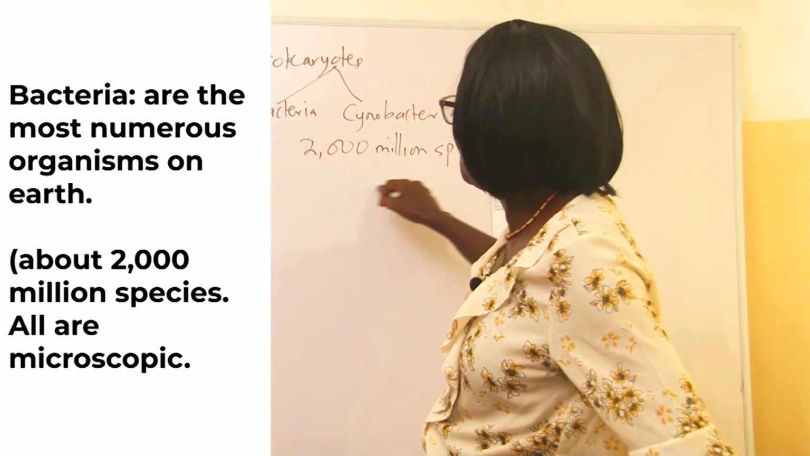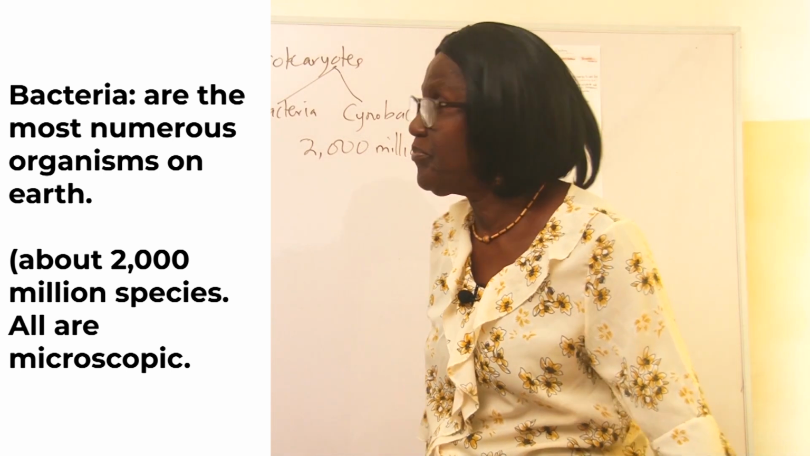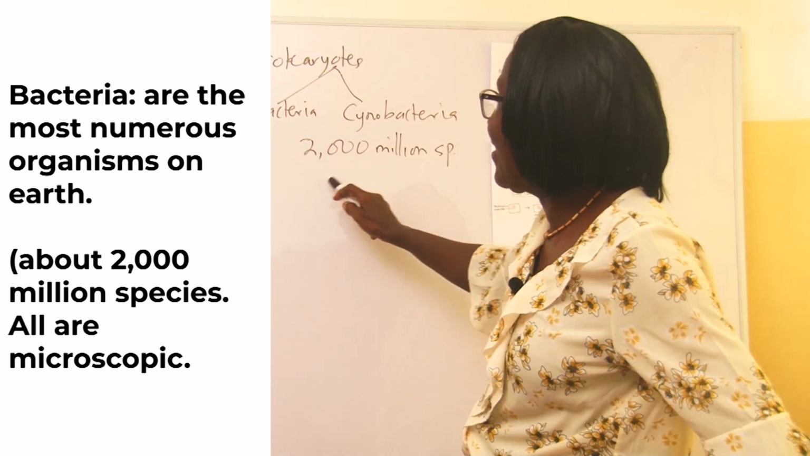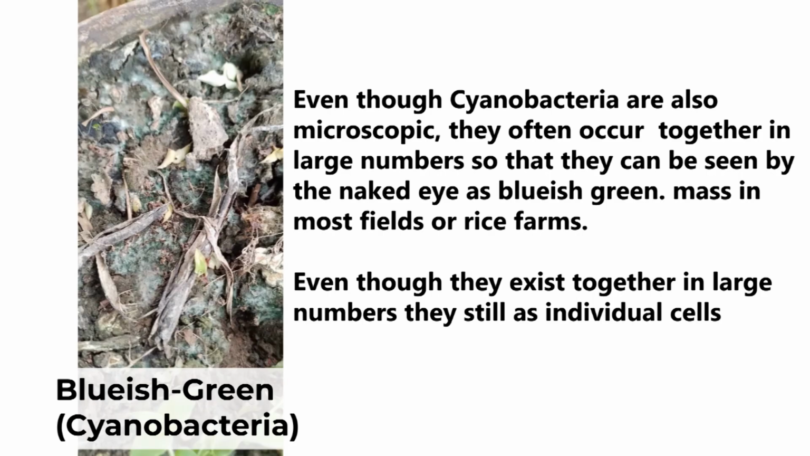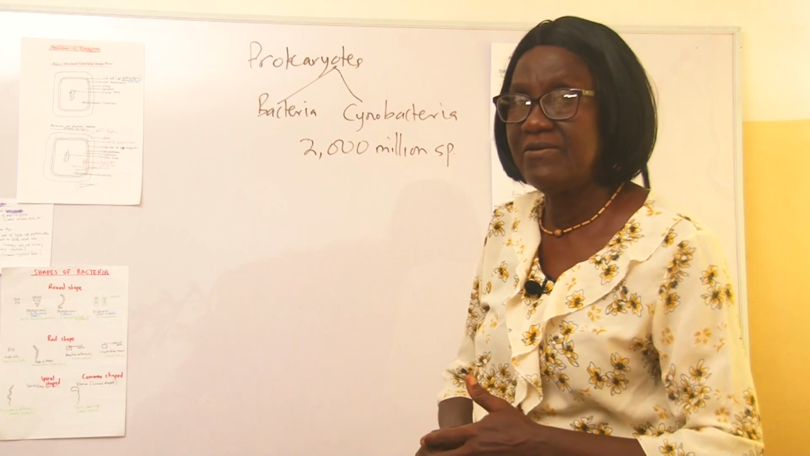And you have 2,000 million species, and they are all microscopic. They are microscopic, but cyanobacteria can occur in large numbers, and so can be seen. As you can see, this blue greenish thing is bacteria, cyanobacteria. In fact, I've seen some in a flower pot. All right, that's cyanobacteria. Well, okay, now let's look at the structure of bacteria.